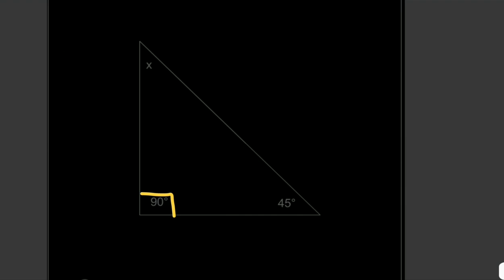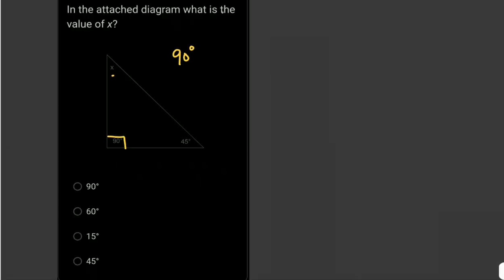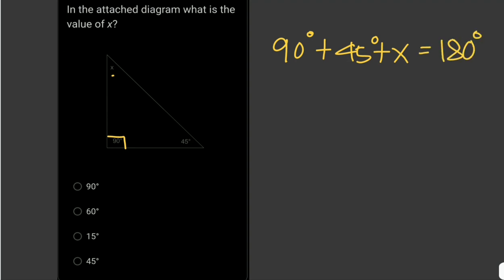And let's recall that the sum of the interior angles of a triangle is equal to 180 degrees. So we're given here two of the angles, and we solve for the missing one, which is x. So we just have to add up everything. That will be 90 degrees plus 45 degrees plus x equals 180 degrees. We add 90 plus 45, that would give us 135 degrees plus x equals 180 degrees.